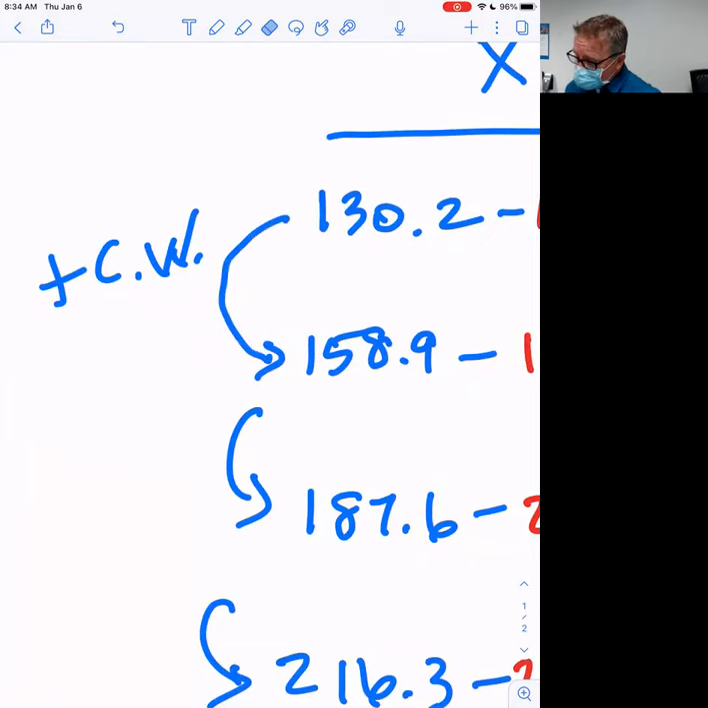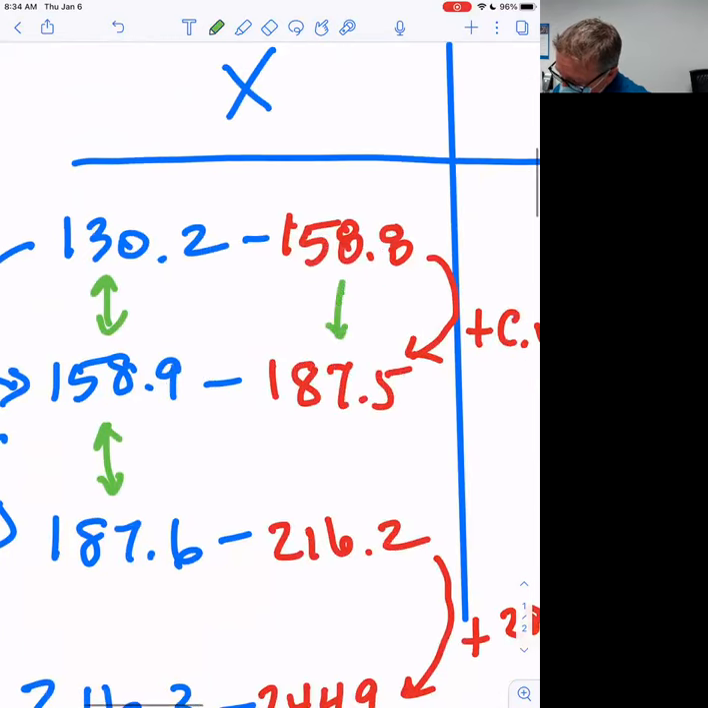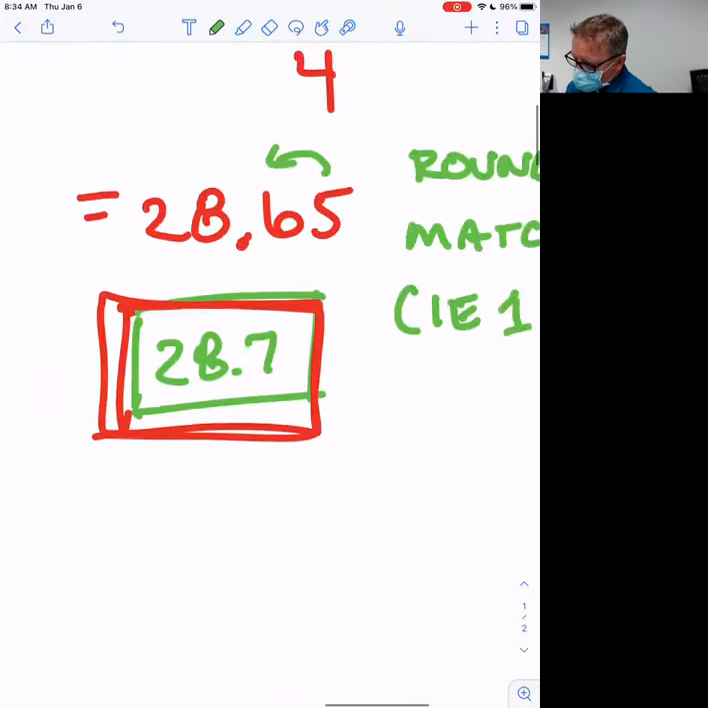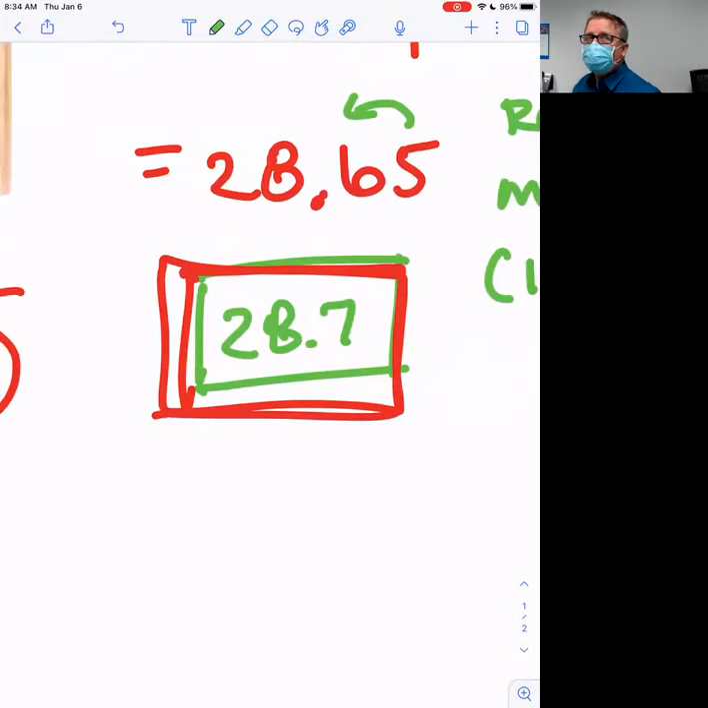Exactly. It's whatever's between these two numbers right here, or these two for that matter. So that's the class width, 28.7. Yeah, me too. Width, as well as what we add to each class. That's exactly right. And that's why they gave it a name, because you can see that's a pretty important number.